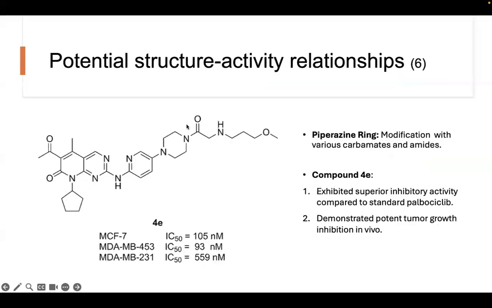So one piece of research I found on the potential structure-activity relationship was on the piperazine ring. They modified the piperazine ring with various carbamates and amines and found that this structure, compound 4e, exhibited superior inhibitory activity compared to standard palbociclib and demonstrated potent tumor growth inhibition in vivo. They have not demonstrated why this could be the case, but it is potentially something worth looking at in the future.